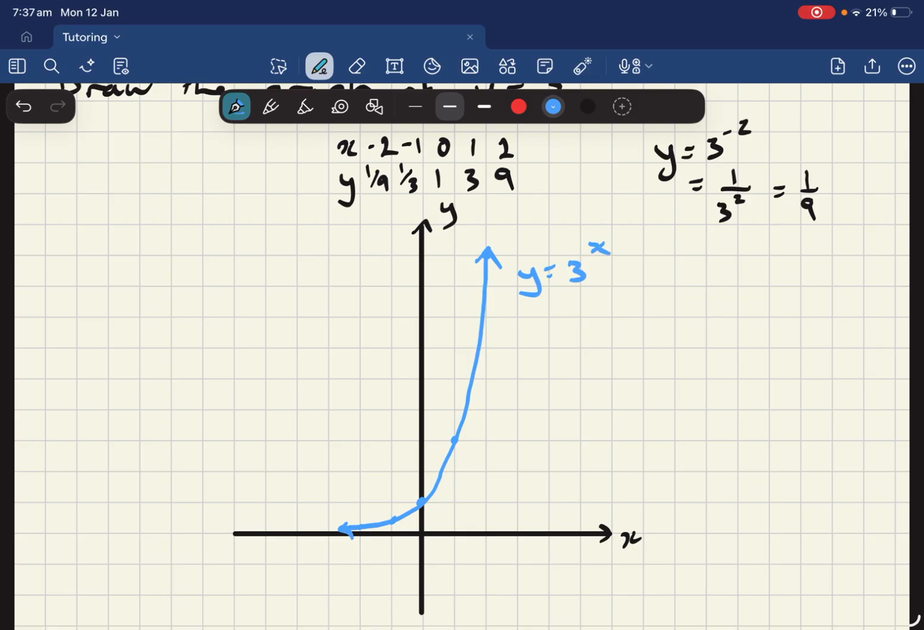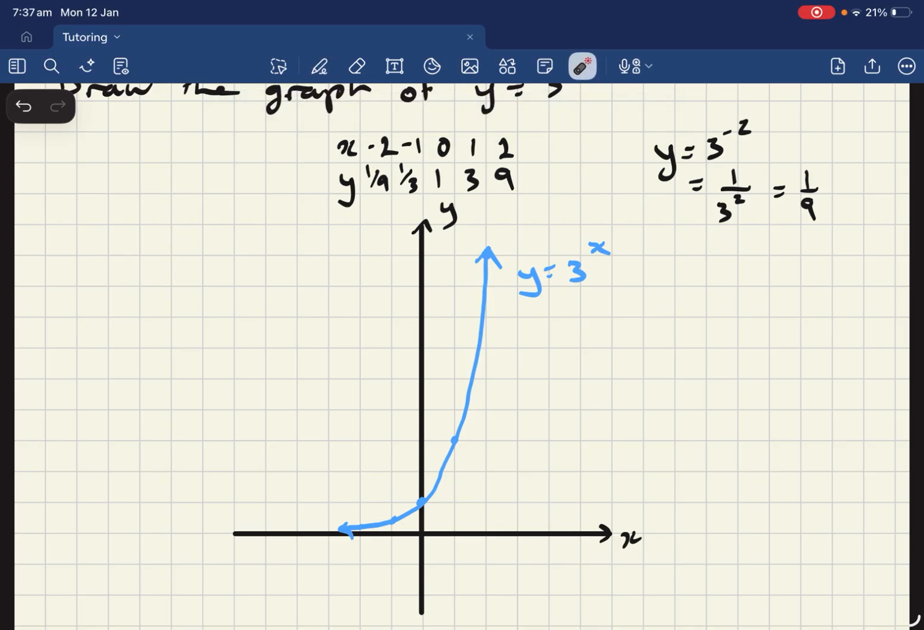So we're just using our table of values, plotting points, but instead of connecting them with a ruler, because this is a curve, we want to draw one continuous curve if we can. It is a little bit tricky. Your pictures won't be perfect.